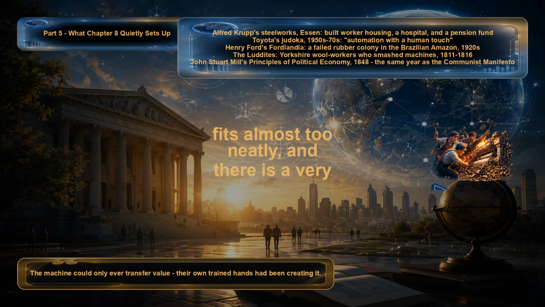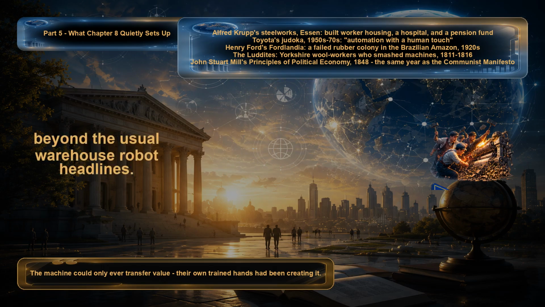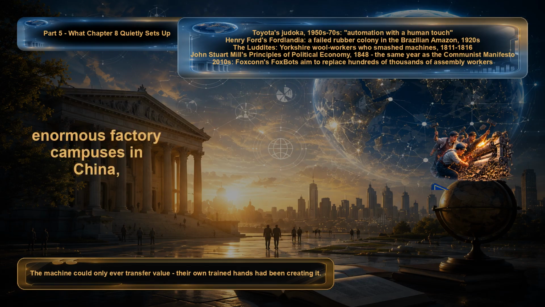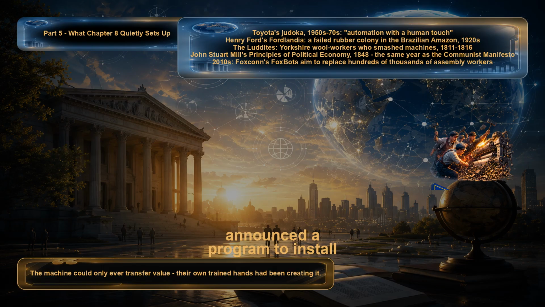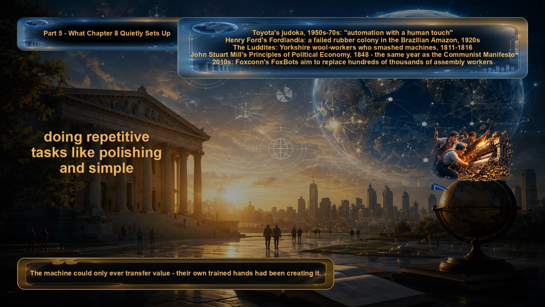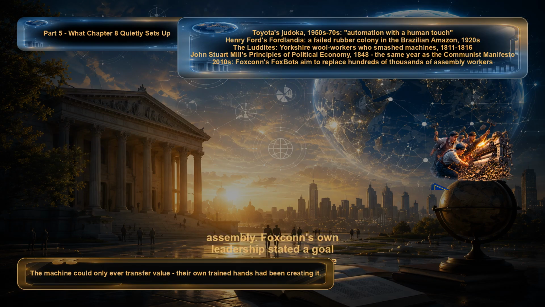It fits almost too neatly, and there is a very current, very specific example worth knowing, beyond the usual warehouse robot headlines. In the 2010s, the electronics manufacturer Foxconn, which assembles products for major technology brands across enormous factory campuses in China, announced a program to install what it called Foxbots, robotic arms designed specifically to replace assembly line workers doing repetitive tasks like polishing and simple assembly.